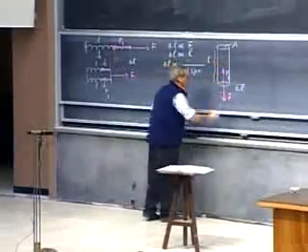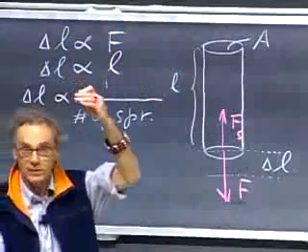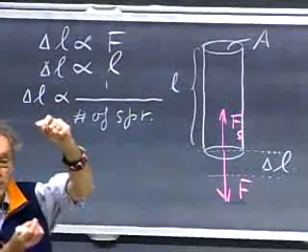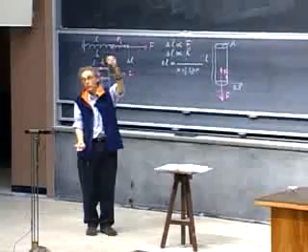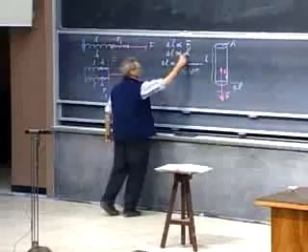If I put two of these rods together, so I double the length of the rod, then clearly I will get twice delta L, because each rod will experience the force, each rod will get longer by delta L, and so two rods will get longer by 2 delta L. So again, delta L is proportional with L.